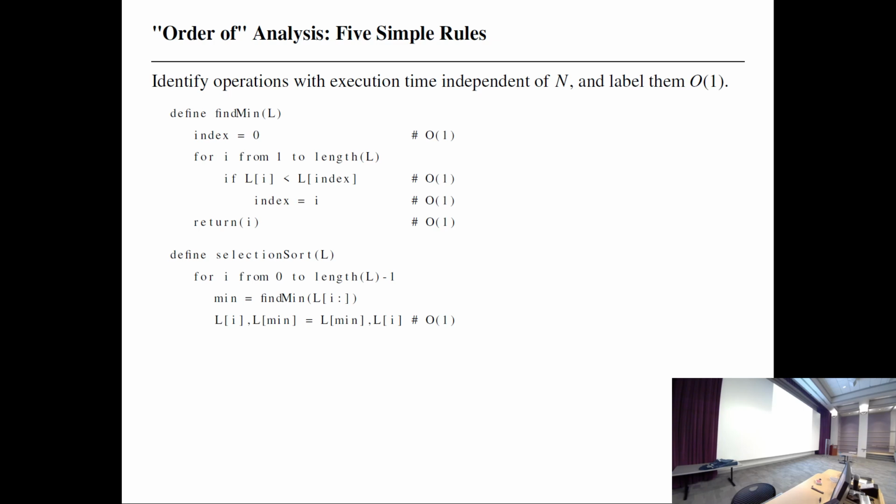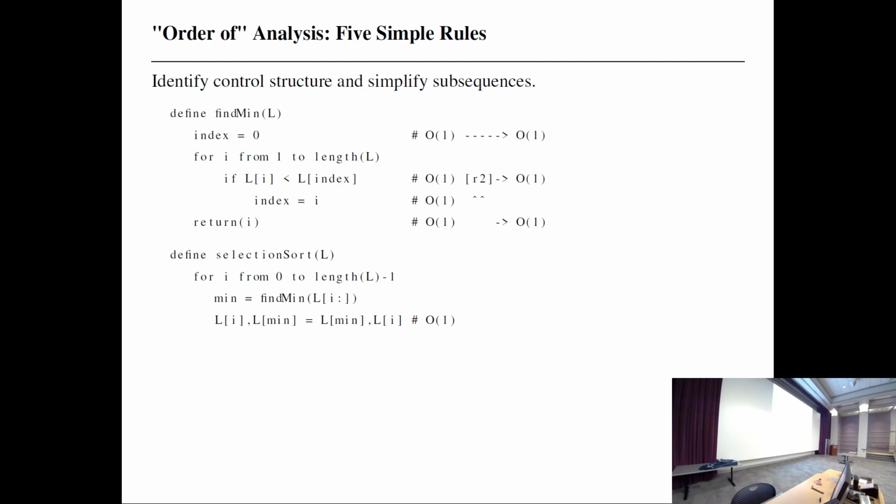L can be 1,000,000 elements, and the cost of assigning x to 0 is going to be the same. It doesn't matter how long L is. So these are all order 1 by rule, by identifying the constant time operations.